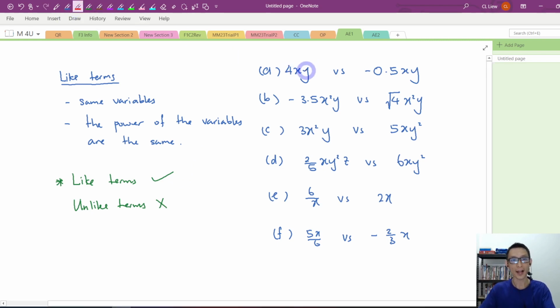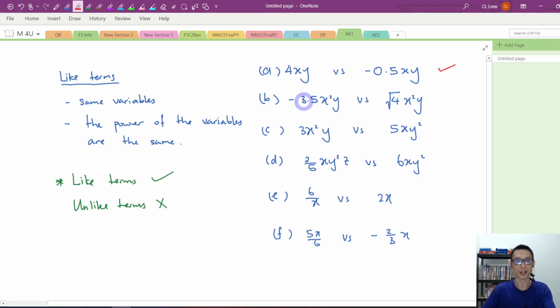Okay, 4xy and negative 0.5xy. Ignore the 4 and negative 0.5, they are not important. We only focus on the variable part. So this is xy, this is xy, and the power of x here is 1, the power of x here 1, the power of y here 1, the power of y here also 1. So these two terms are like terms.